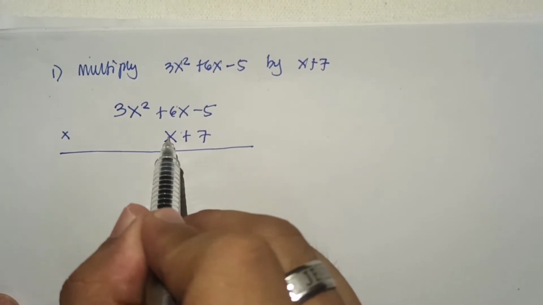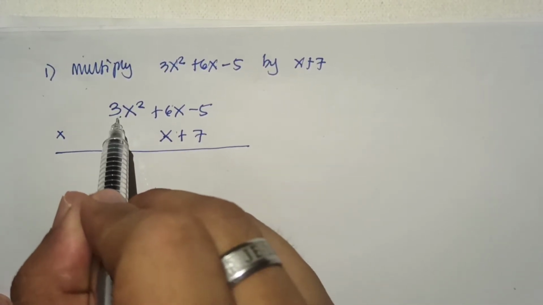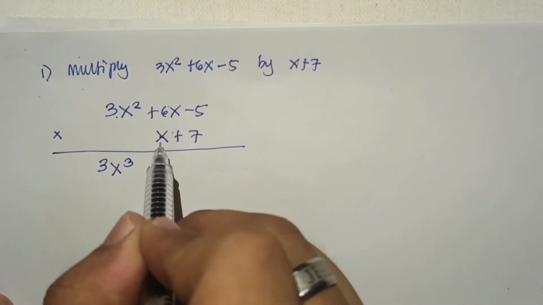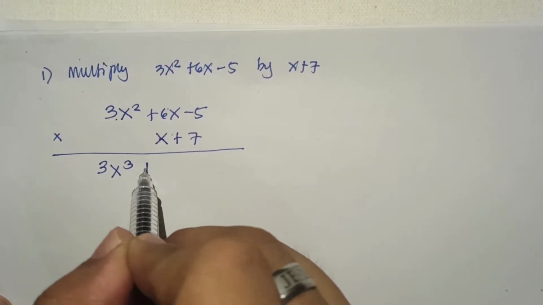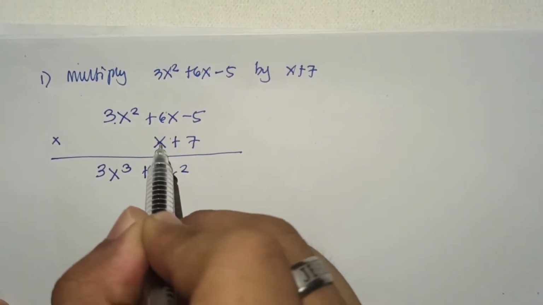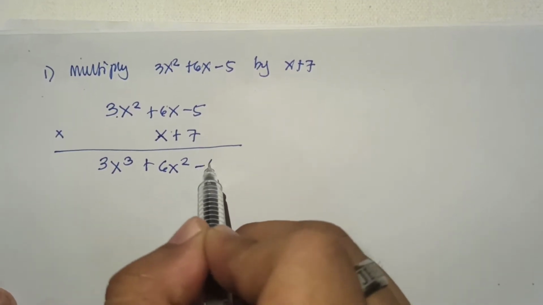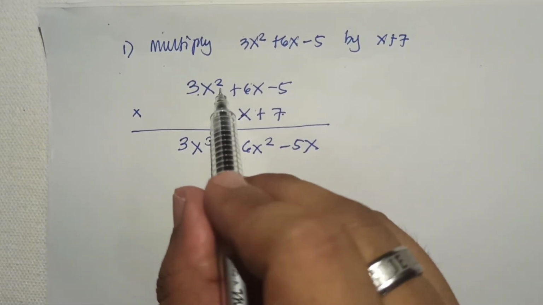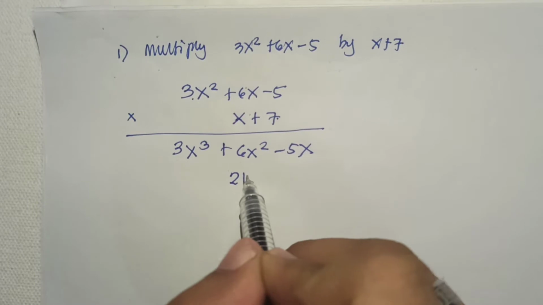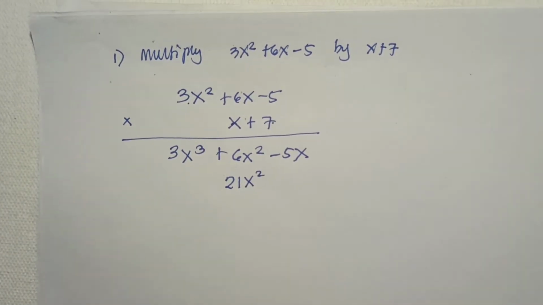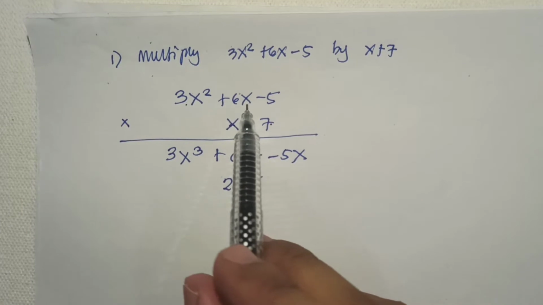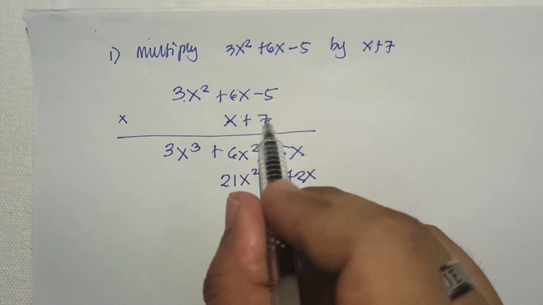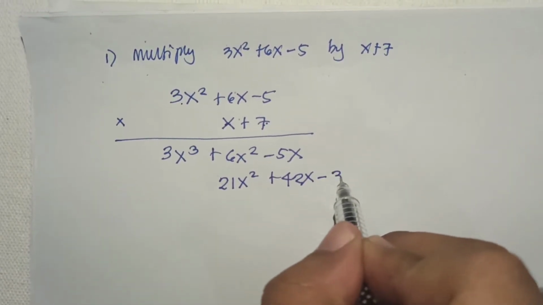First, x times 3x squared is 3x cubed. x times 6x is 6x squared. And x times negative 5 is negative 5x. Next, 7 times 3x squared, aligned here, is 21x squared. Next, 7 times 6x, you align, is 42x. And 7 times negative 5 is negative 35.